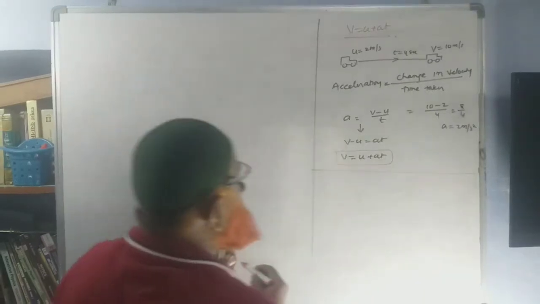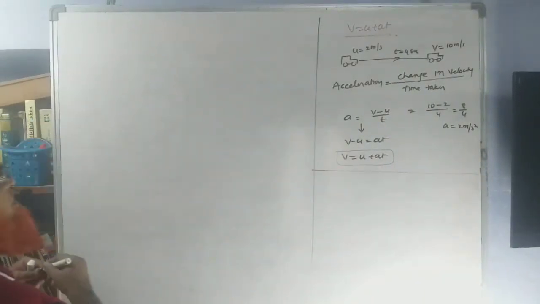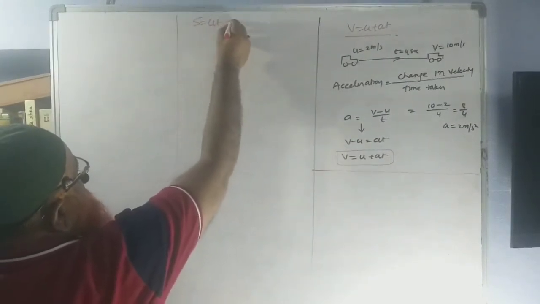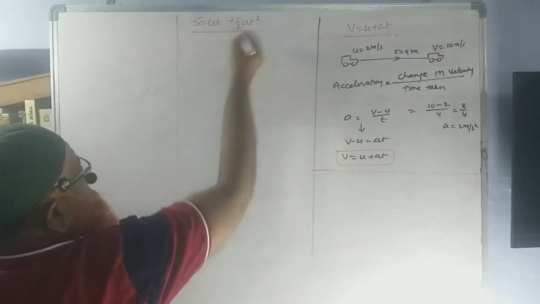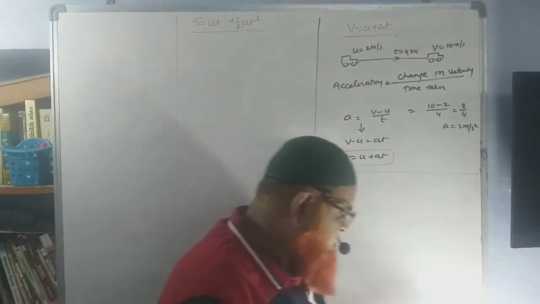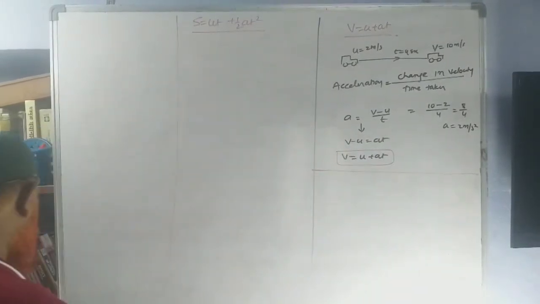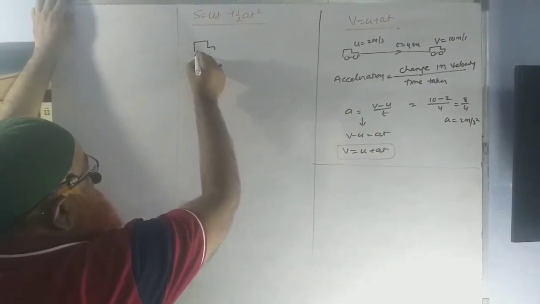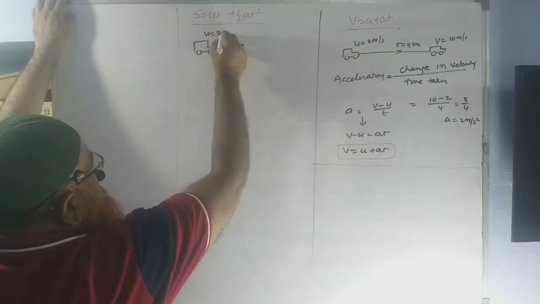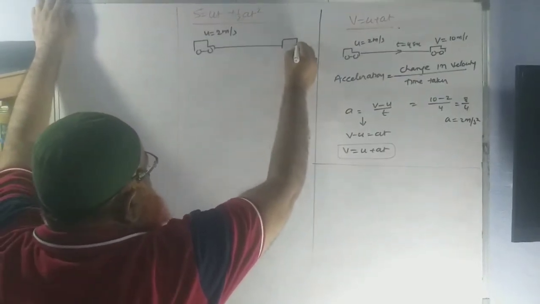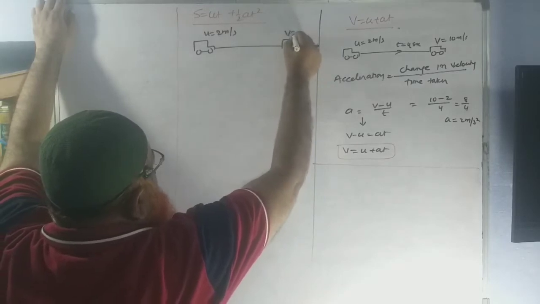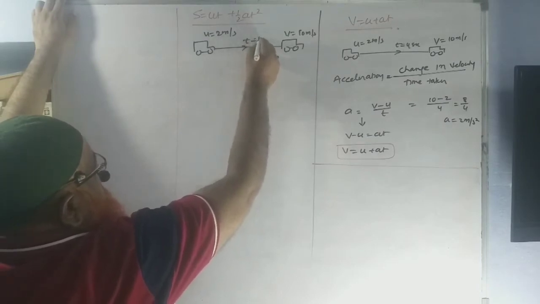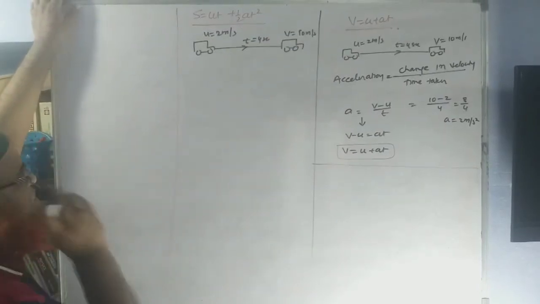Now we shall discuss the second equation of motion. How are we going to find out the second equation of motion in this case? This is called s is equal to ut plus half at square. This is called the second equation of motion. Let us consider the same concept here. Let us consider a vehicle whose initial velocity is 2 meters per second. Slowly its velocity increases to the final velocity, that is 10 meters per second here. So time is going to be 4 seconds here.